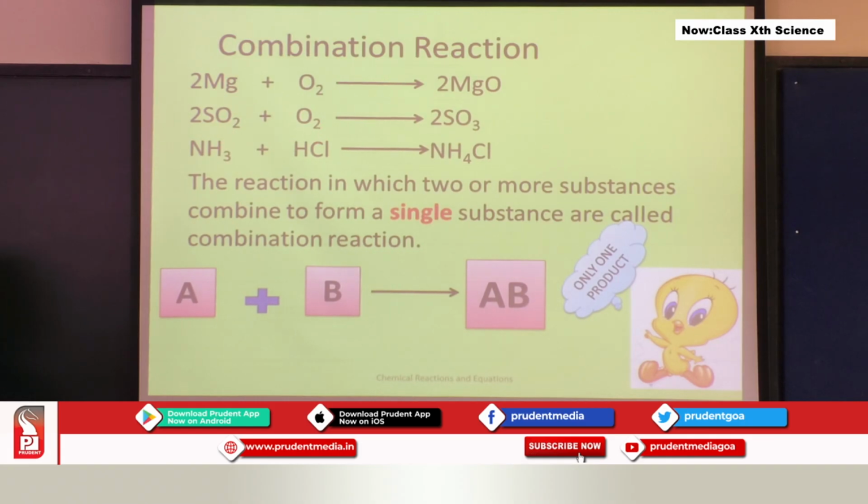Such reactions in which 2 or more reactants combine to give a single product is called combination reaction. Let us consider A and B are the 2 reactants. They combine to give a compound which is called AB. So, here the key word for you to remember about combination reaction is nothing but just one product.